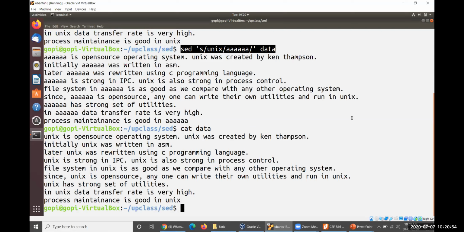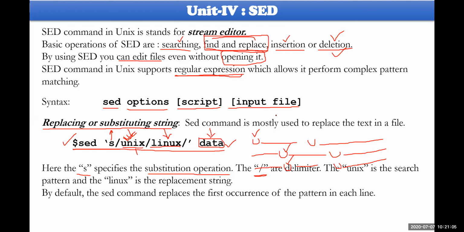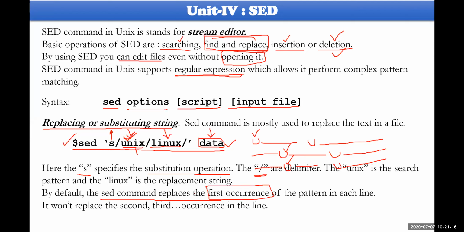Then, how many times the pattern exists, those many times I want to change, and you are supposed to specify that here. By default, the sed command replaces only the first occurrence. The second, third and later occurrences cannot be changed within a single line. Then what shall we do?